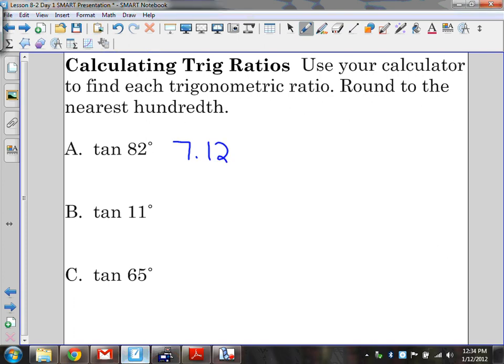So plug in your calculator, tan times 11, close parenthesis. What do we get? So 0.194 just rounds to 0.19. And tan of 65 degrees. 2.1. What number comes after the 4? Is it 2.144?